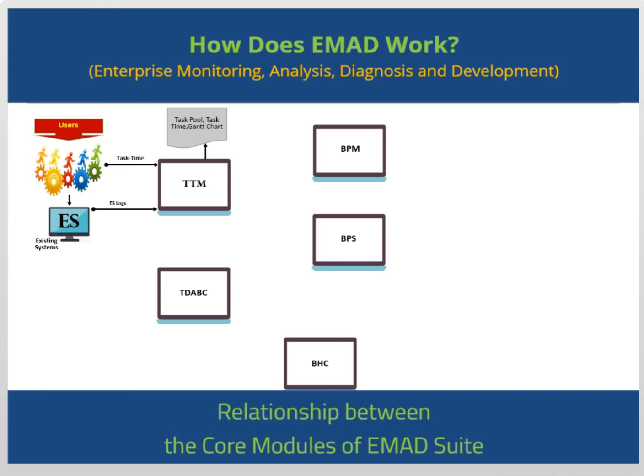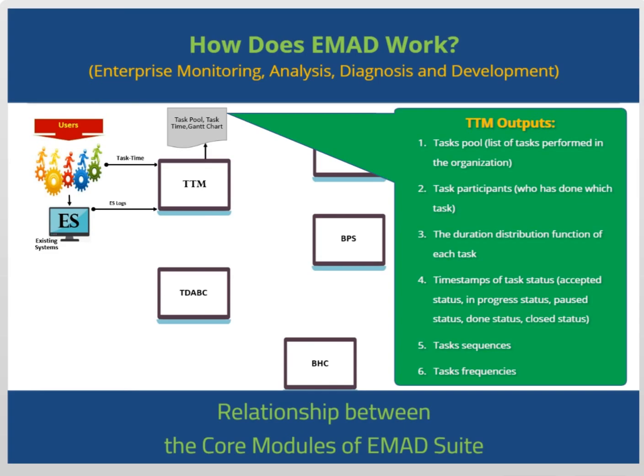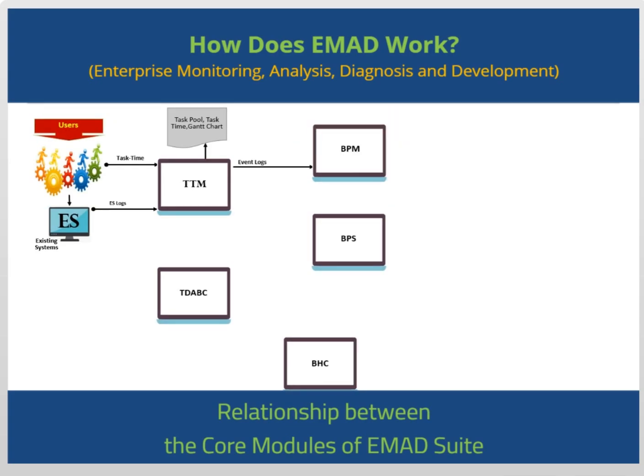The outputs that will be provided by this module can be the task pool, or list of tasks performed in the organization, task participants, or who has done which task, the duration distribution function of each task, timestamps of task status such as accepted status, in progress status, pause status, done status, and close status, task sequences, and task frequencies.